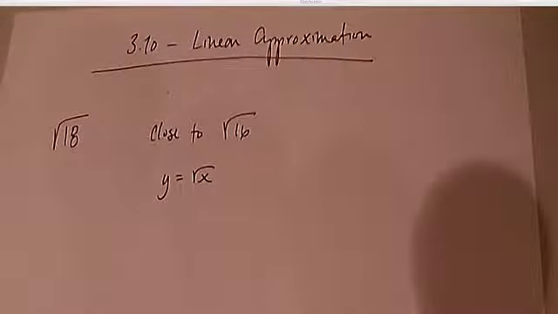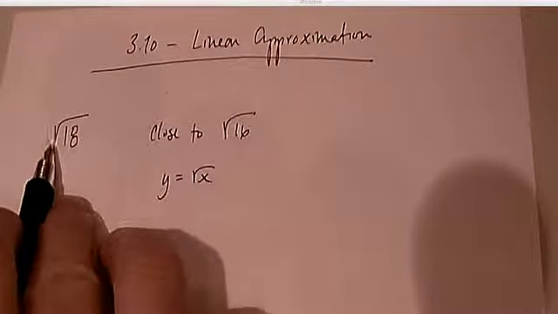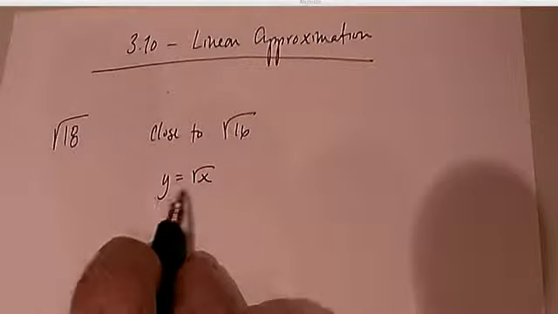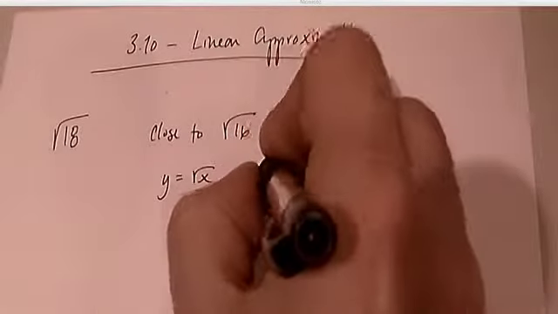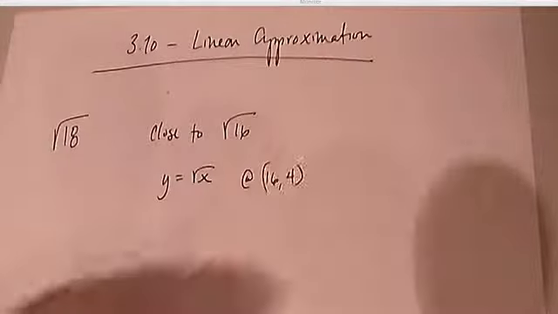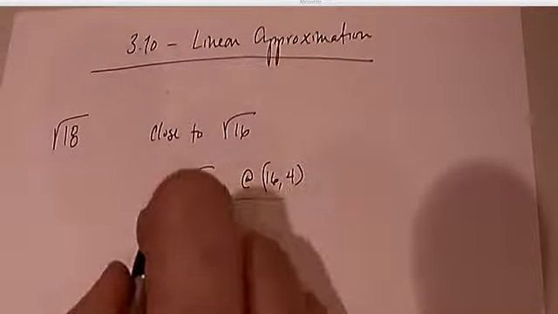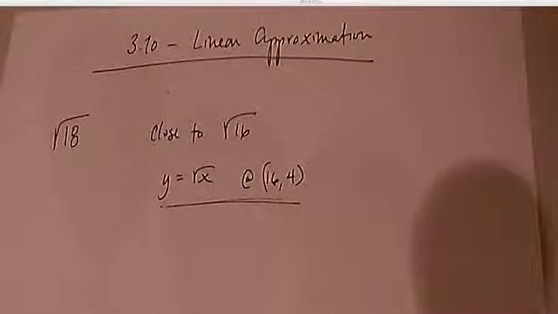Well, I know that this is close to root 16, okay? And I know root 16 is going to be 4. Now I can use that because I happen to know that if I take the operation we're talking about, the square rooting, and turn it into a function, I can entertain the function at the point 16, 4 and actually get a tangent line to that function at that point. Let's go ahead and show us doing that.